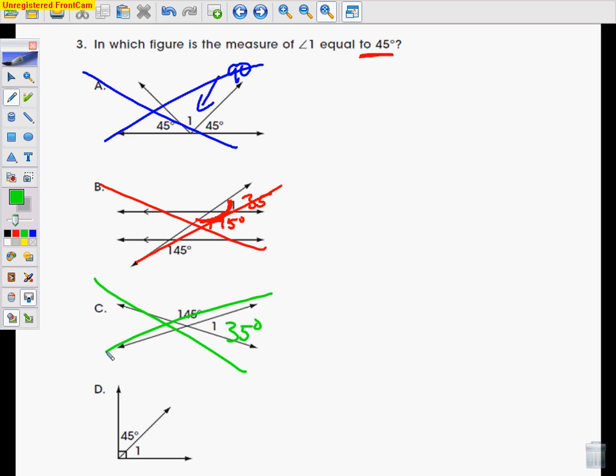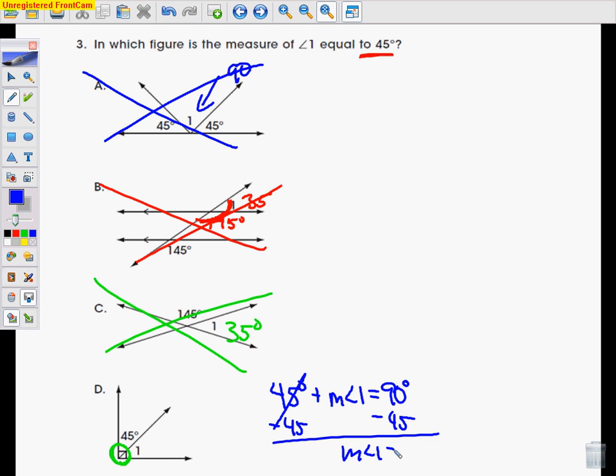In D, we see that this angle is a right angle because of that little box there. And we know every right angle is how many degrees? 90. So we know that the whole thing is 90 degrees. So 45 degrees plus the measure of angle 1 equals 90 degrees. Now, most of you should know that 45 plus 45 equals 90, but just in case you didn't, you can subtract 45 from both sides and find that the measure of angle 1 equals 45 degrees. And that's what we want. So the answer here is D.